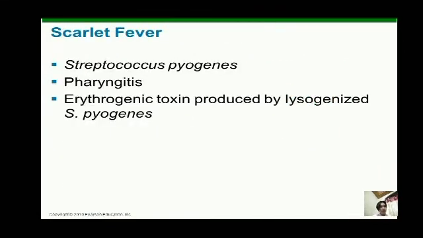And then next, when Streptococcus pyogenes causing streptococcal pharyngitis produces erythrogenic toxins, the resulting infection is called scarlet fever. Also, scarlet fever is caused by Streptococcus pyogenes, and also involves pharyngitis or sore throat, and the erythrogenic toxin is produced by lysogenized Streptococcus pyogenes.